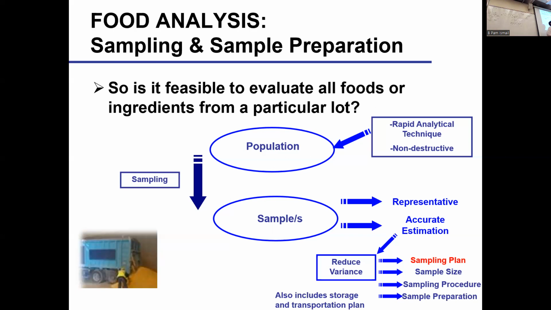And if I'm transporting, so I'm taking a sample from a particular plant and bringing it to the testing lab, am I going to transport it on ice? Am I going to transport it in sealed containers? So I need to think of the transportation if it's going from one place to another. So that's your sampling plan, and it includes all of these subcomponents.